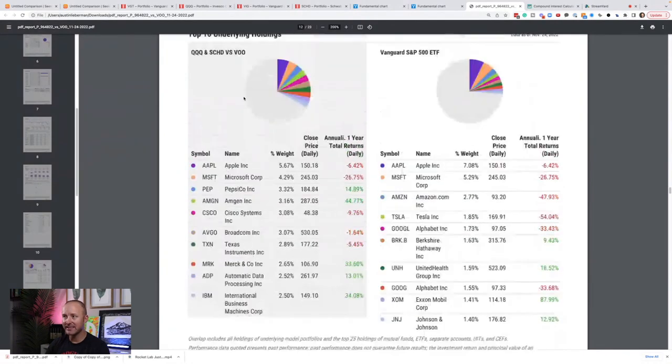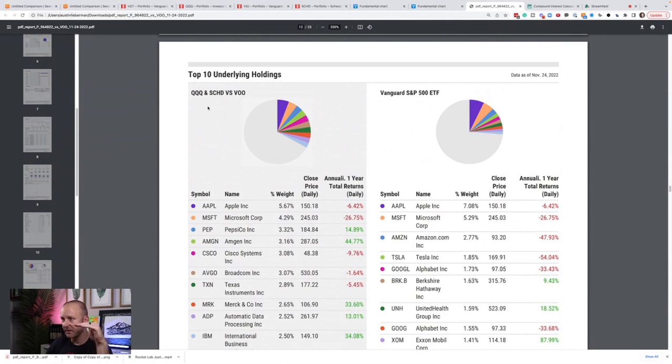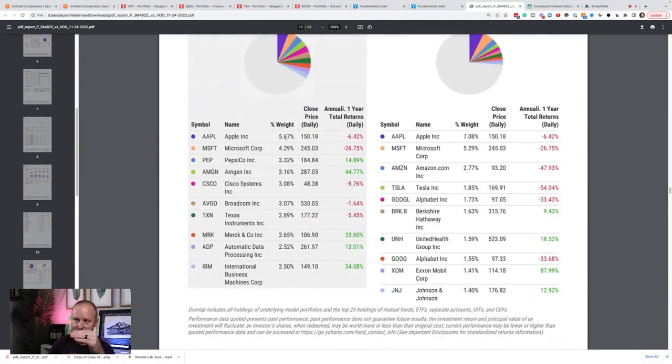And so this would be the top 10 holdings if you, again, were investing 50% into QQQ and 50% into SCHD over the last 10 to 12 years versus just the S&P 500. You would have about 5.6% in Apple, 4.29% in Microsoft, same two top positions, but a little bit less concentrated, right? Which gives you more into these other top 10. You got Pepsi at 3%, Amazon at 2.7% for the S&P 500. Then you got Amgen at 3%, Tesla at 1.85% in the S&P 500. Then you've got Cisco at 3.08%. Next in the S&P 500 is Google at 1.73%.